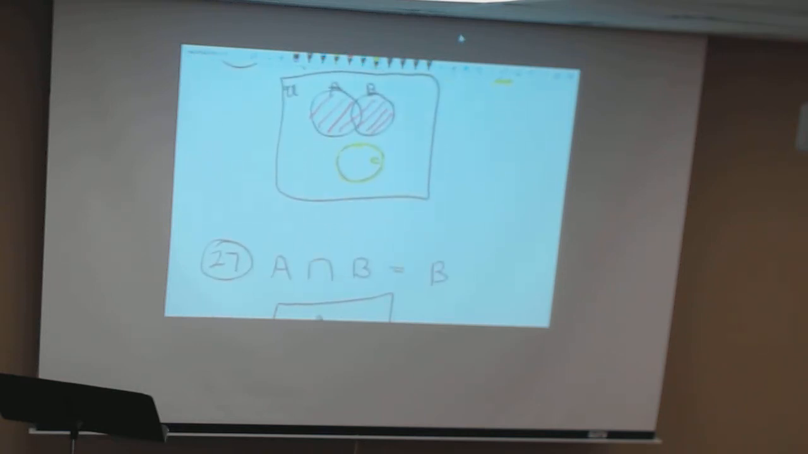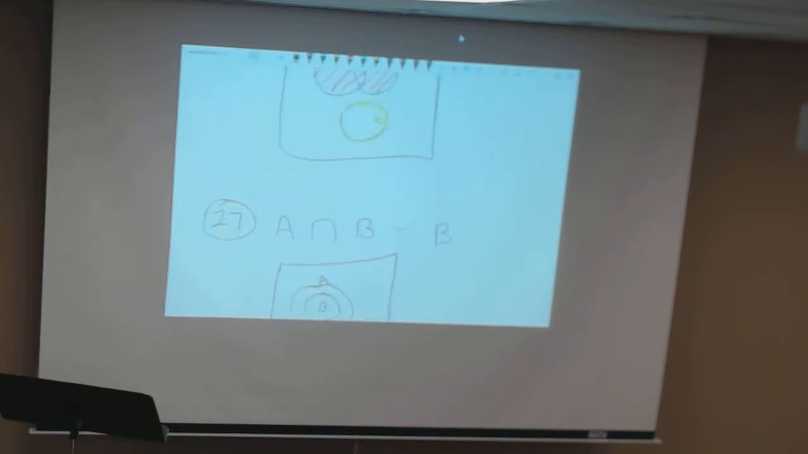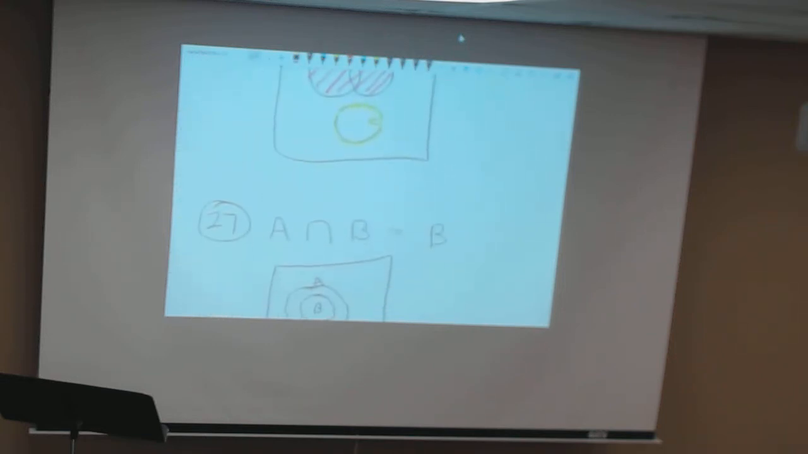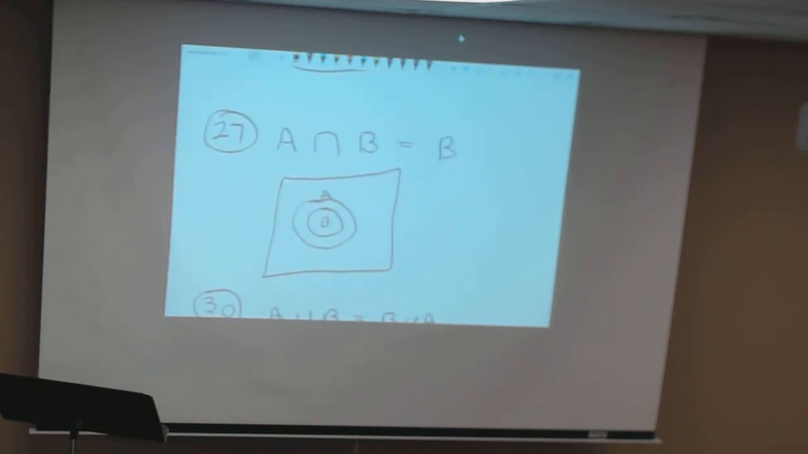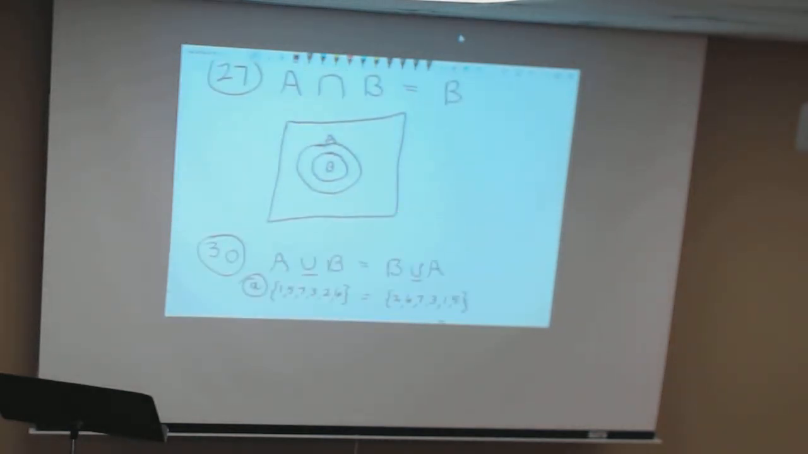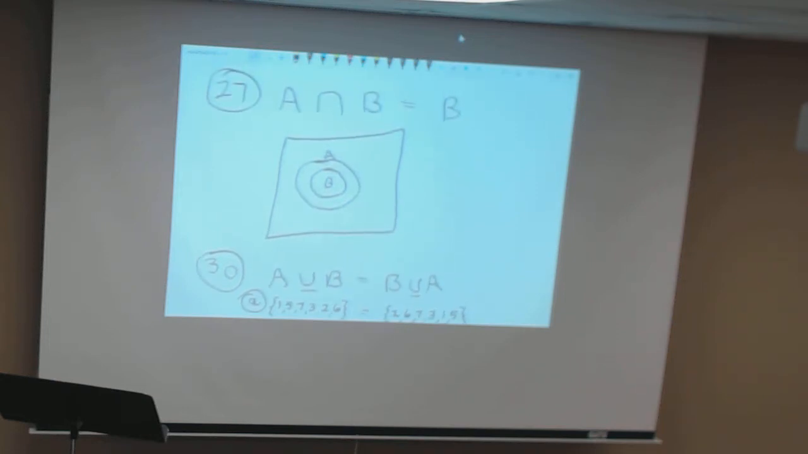Number 27. Why am I doing 27? Oh, because there's not an even problem like this, so I thought you might get hung up on it. So I'll work it for you. So I'll do another one of your homework problems. A intersect B equals B.